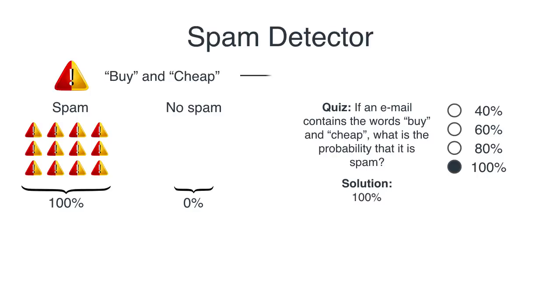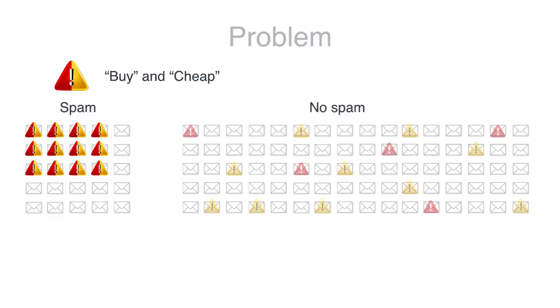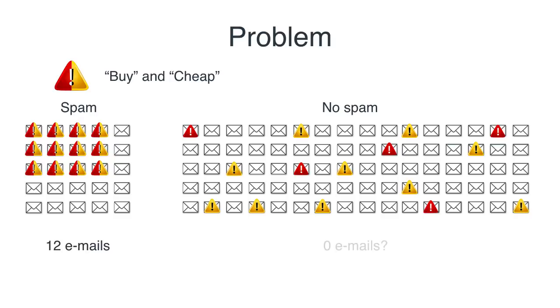Well, maybe you're being skeptical like me, right? It seems like that's a little too much. Like any classifier that tells you something's 100% is too strong. And where lies the problem? Well, the problem lies here: we had 12 emails that contained the words buy and cheap, and that's not bad. But here we had zero emails. So among the non-spam emails, there are zero emails that contain the words buy and cheap. And so that's just unfortunate.